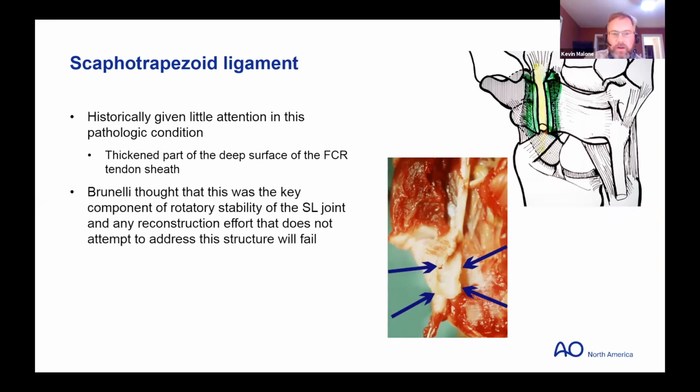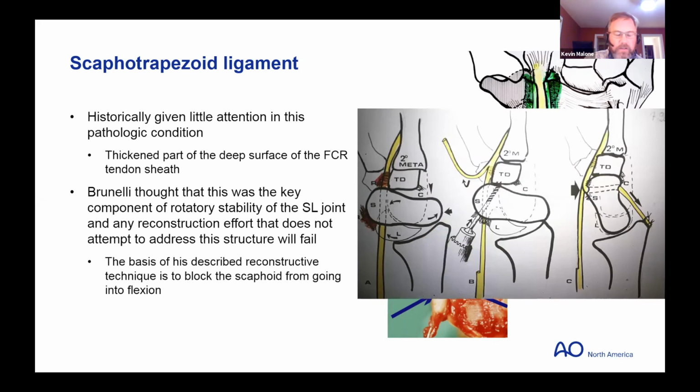And then Dr. Bernelli thought that this was the key component of rotatory stability for the scapholunate joint, and that any attempt at reconstruction or repair that did not address this was doomed to fail. And if you look at his initial described technique for his procedure, that's essentially all he's doing: using a portion of an FCR tendon distally based through a relatively transverse tunnel in the distal scaphoid, and then attaching that to the dorsal rim of the radius. And so, this doesn't address the scapholunate ligament at all. It is purely an effort to control the scaphoid flexion. And he wasn't so worried about the so-called diastasis. He wanted to put that scaphoid back where it needed to belong.